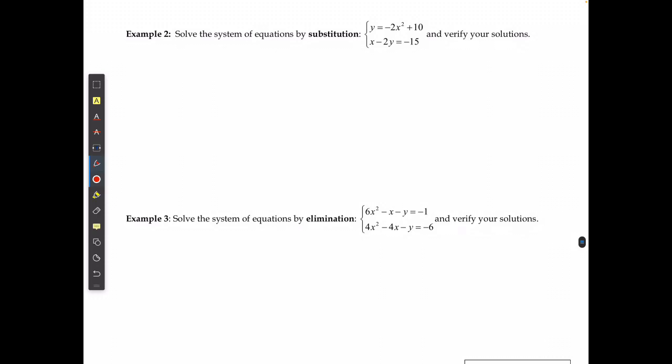If, for example 2, it wants me to solve this system of equations by substitution, the nice thing is equation 1 already has y isolated. So I'm just going to substitute that into equation 2. I'm going to say that in equation 2, it's going to be x minus 2 times negative 2x squared plus 10 is equal to negative 15.